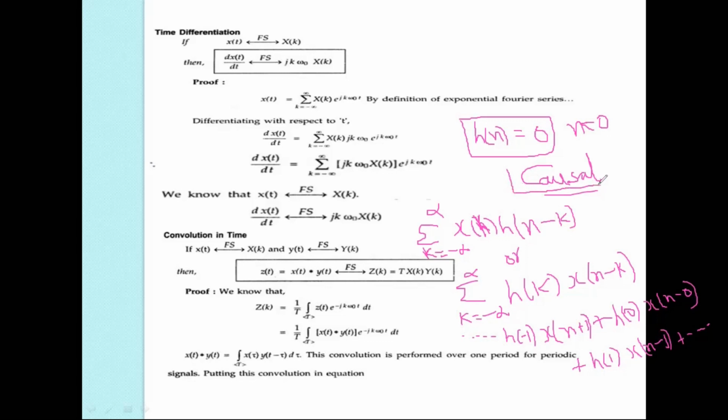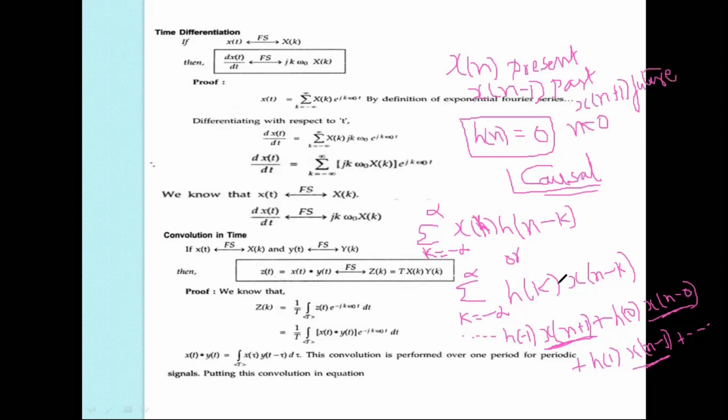When can we say a system is causal? It depends upon the present inputs and the past inputs. What is the input here? X is the input. If x is the input, x of n is the input. x of n is the present, and x of n minus 1 is the past, and x of n plus 1 is the future.